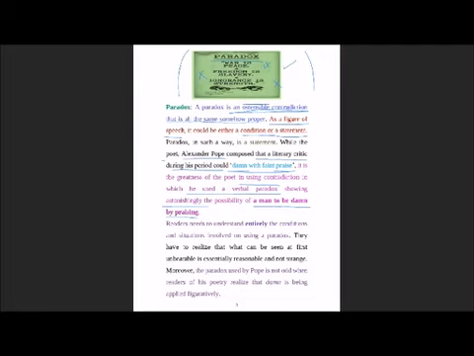Readers need to understand entirely the conditions and situations involved when using the paradox, how to use it as we understand its meaning: saying something and meaning something else, or indirectly. We have to realize that what can be seen at first as unbearable, impossible, is essentially reasonable, after thinking about its meaning.